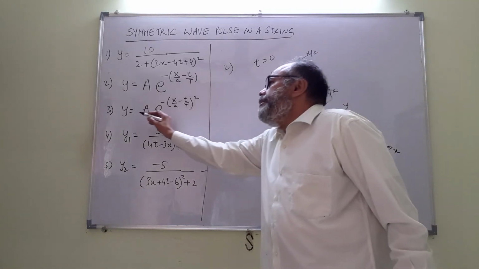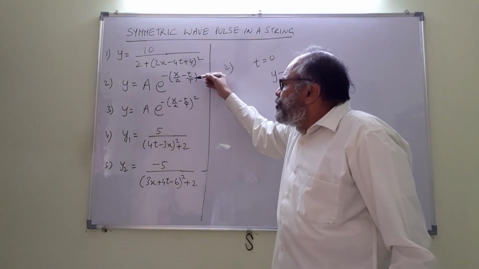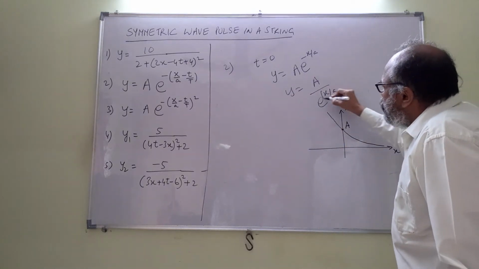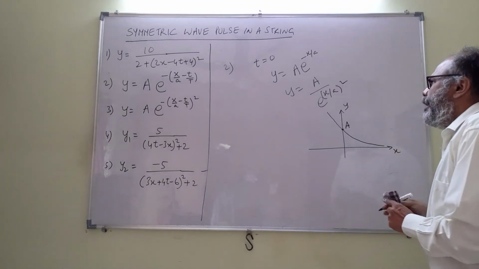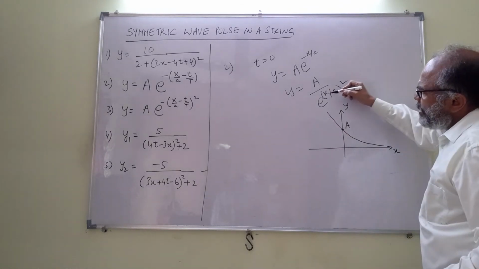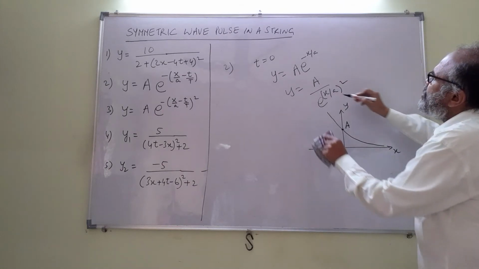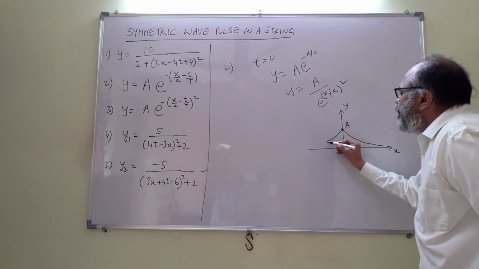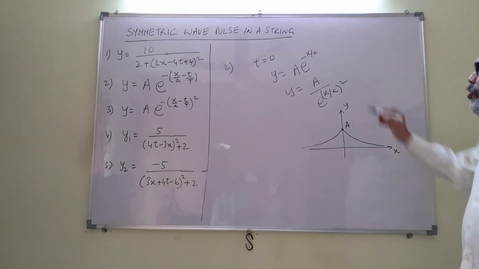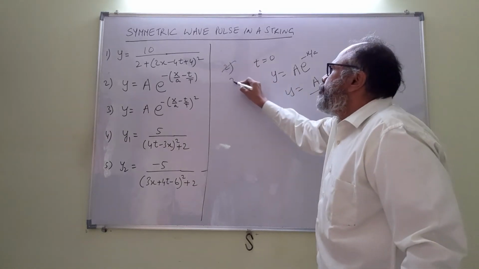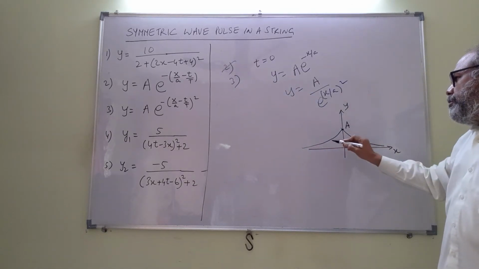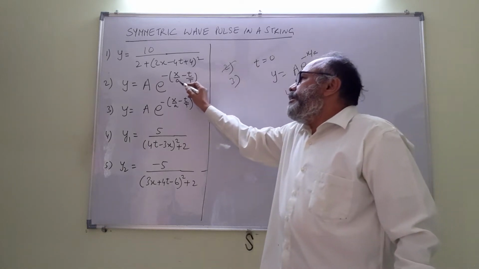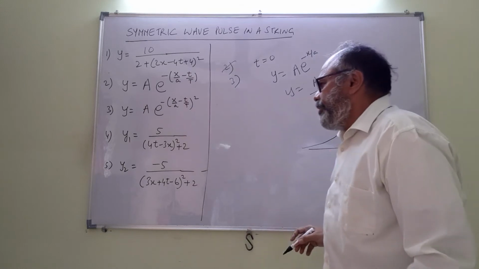But if you take the third example where we have just put a square here, what is going to happen is once you square it, even when x is negative, the value is going to be the same because it is squared. So this graph would now be like this. If you square it as in the third example, the pulse would become symmetric, whereas the second example is an asymmetric one.